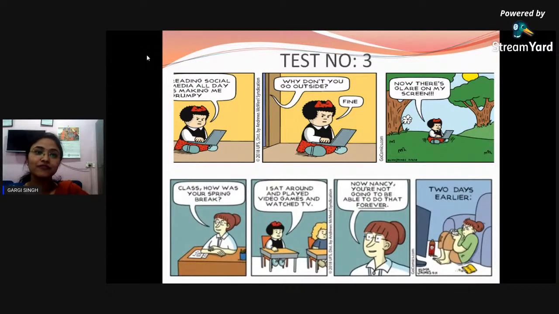In the first comic strip, we see Nancy sitting with laptop. What she says? Reading social media all day is making me grumpy. Then somebody from the outside, maybe the mother, she says, why don't you go outside? Nancy says, fine. And now she's taking the laptop outside, and there she's sitting again with the laptop saying, now there's a glare on my screen. So I hope you understand what message is there in this comic strip. Let's see the second comic strip.